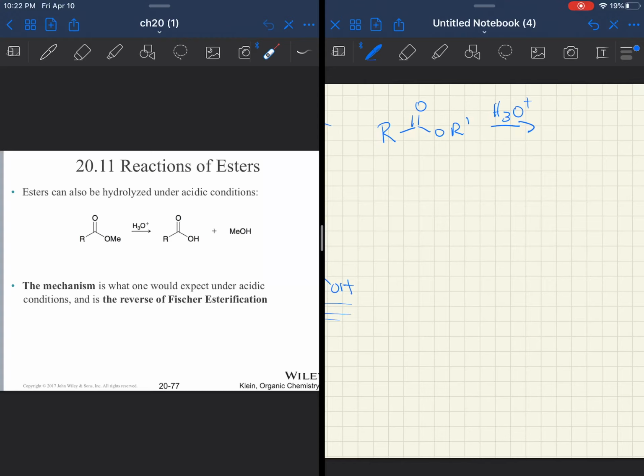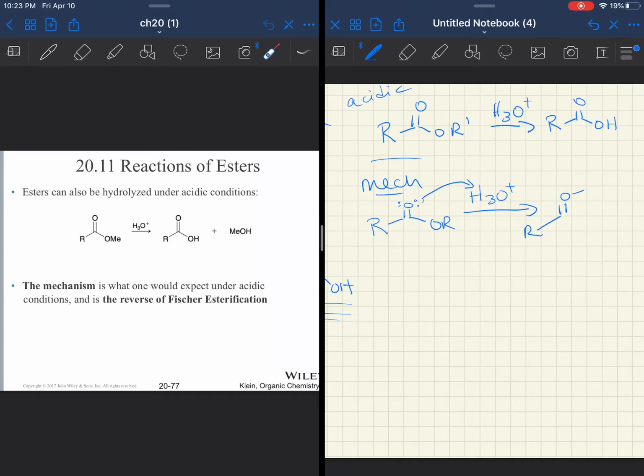Esters can also be hydrolyzed under acidic conditions. I'm not going to show the mechanism because we've already done this. The hydrolysis mechanism under acidic conditions is exactly the same as the hydrolysis reaction with acid halides, with one key difference. And I am going to show you the first step. So this is acidic conditions. I think this would be an excellent opportunity for you in your notes to complete this mechanism on your own.